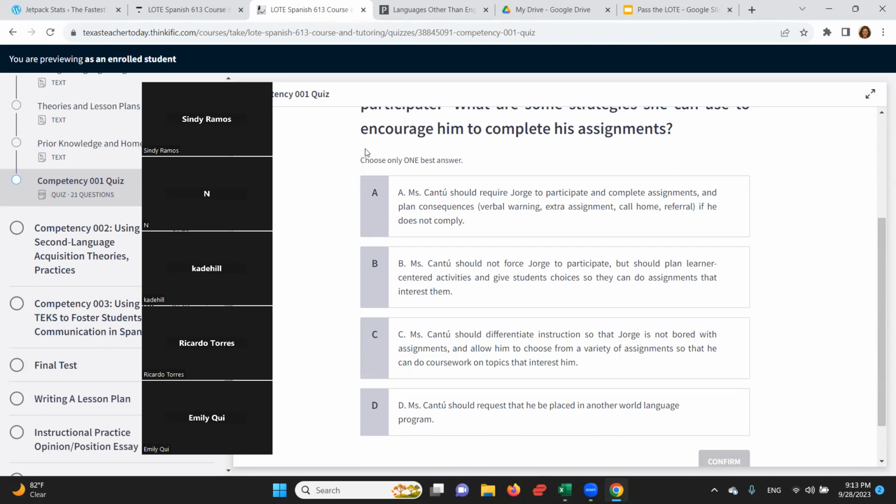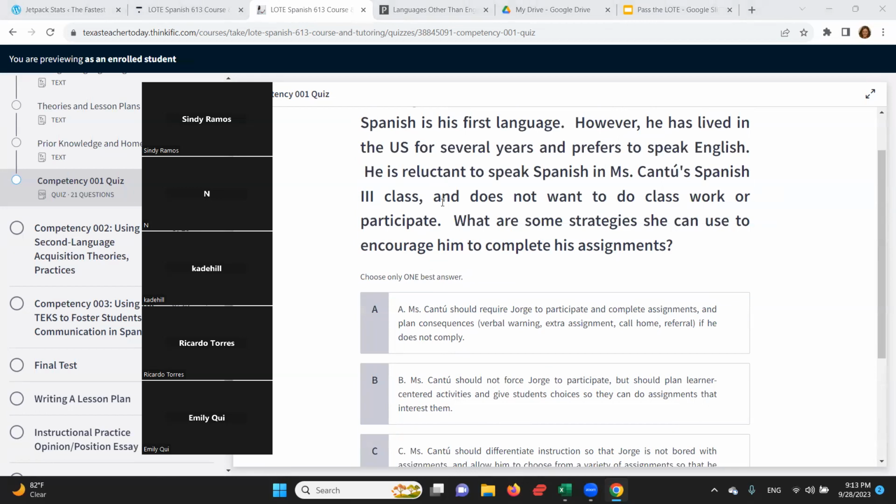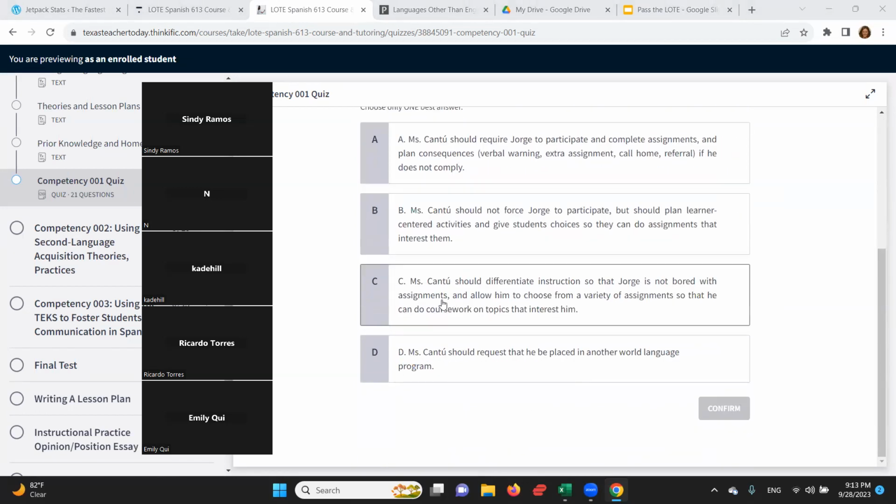C. See, good job. Yes, and that's good because a lot of people pick B, but C is focused on him, and that's what we're talking about, right? We want to pick the one that's most focused on him, allowing him to choose from assignments so they can interest him. So the focus is on him. So that's competency one question.